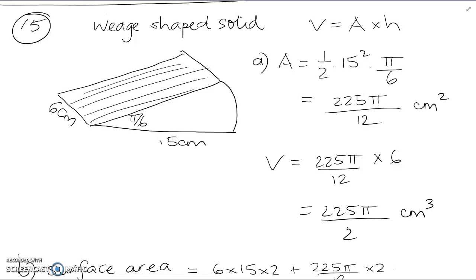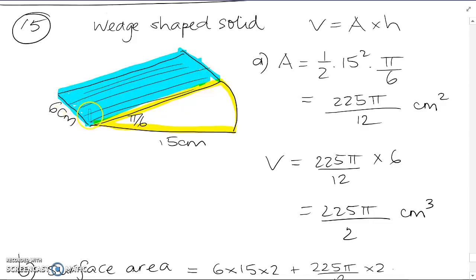Question 15 in exercise 5.5 is a quite tricky one, so I think I'll do it with you. So what you've got is this wedge-shaped solid. So the front face is a sector, and then it goes 6 centimeters deep. So that's the wedge shape.